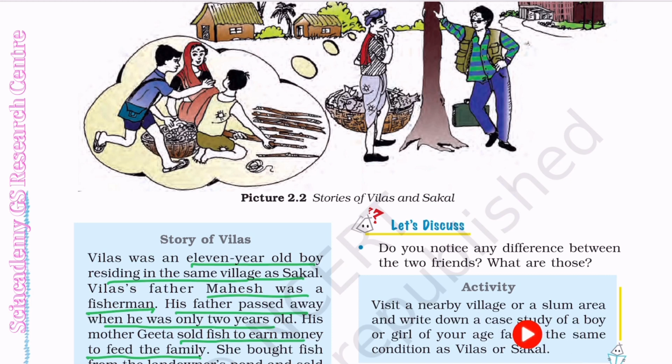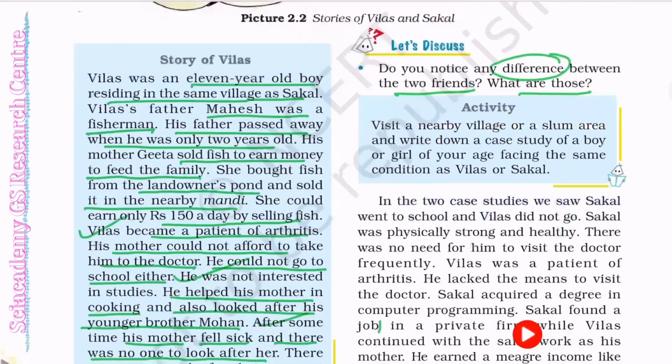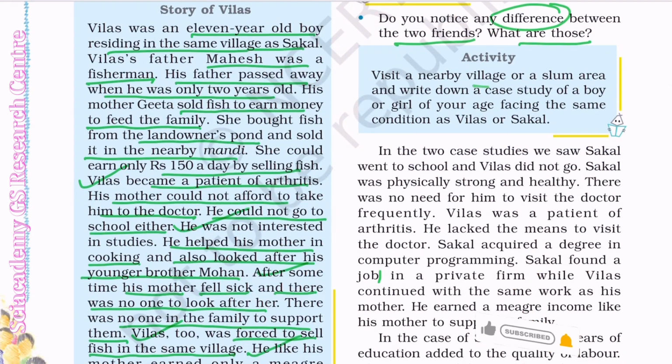Let's discuss. Do you notice any difference between the two friends? What are those? Activity: visit a nearby village or a slum area and write down a case study of a boy or girl of your age facing the same kind of situation as Vilas or Sakal.